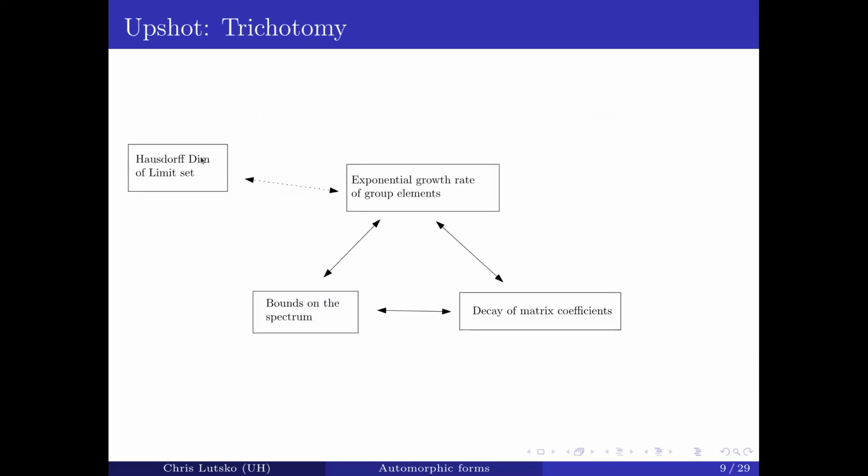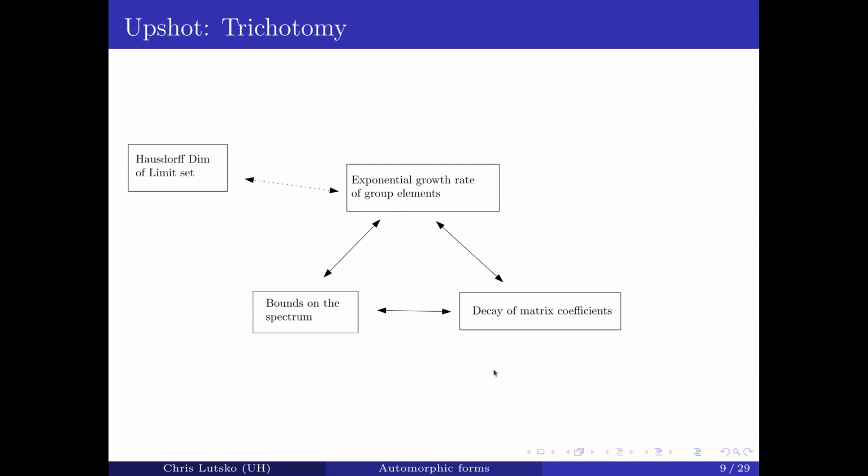Okay, so here's the picture, right? We have exponential growth rates of elements related to bounds on the bottom of the spectrum, which is related to the decay of matrix coefficients, and these are all if and only if statements. And then we have this Hausdorff dimension thing in some cases. So in the second half of the talk, I'm going to explain what we know about this trichotomy in higher rank.